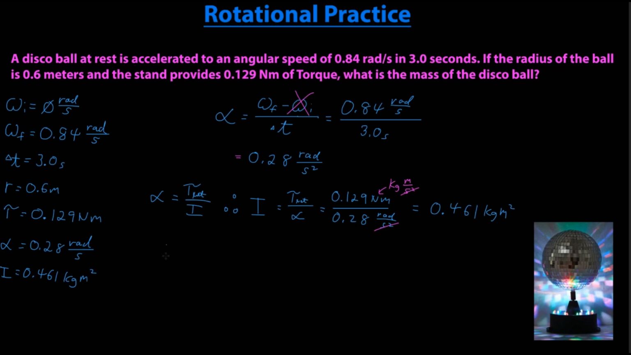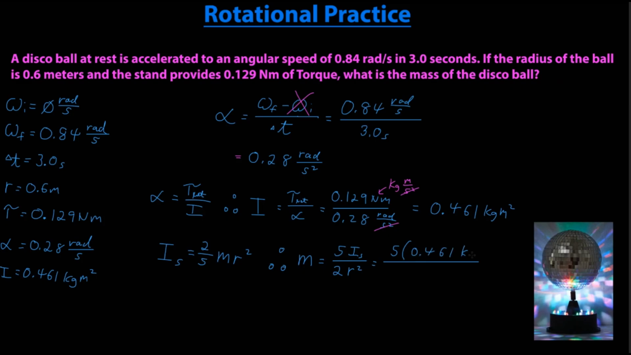The last step is, since a disco ball is a sphere, the moment of inertia equation for a sphere is 2/5 mr squared. Therefore, to get mass alone, I'm going to multiply by 5, which is 5 times moment of inertia, divide by the 2, divide by the r squared, and that gives you mass alone.